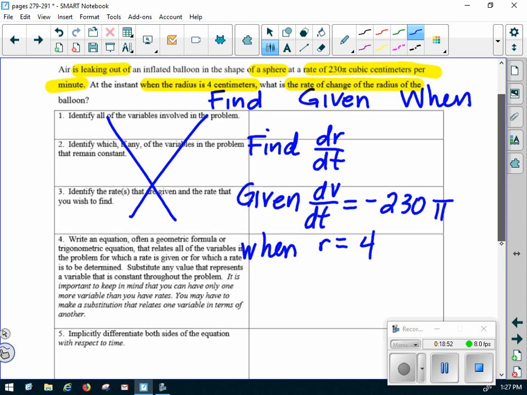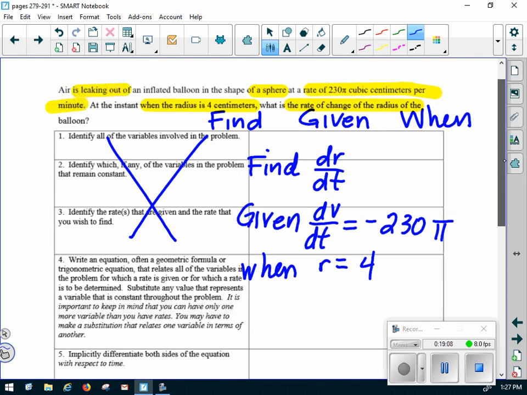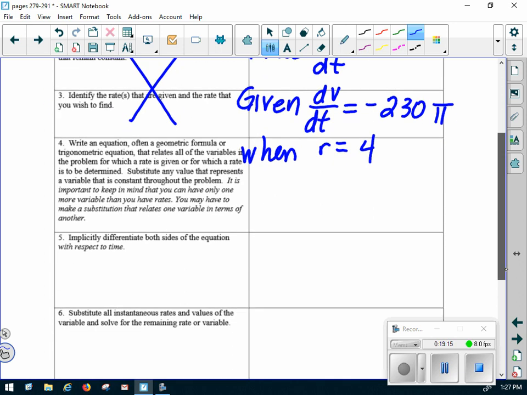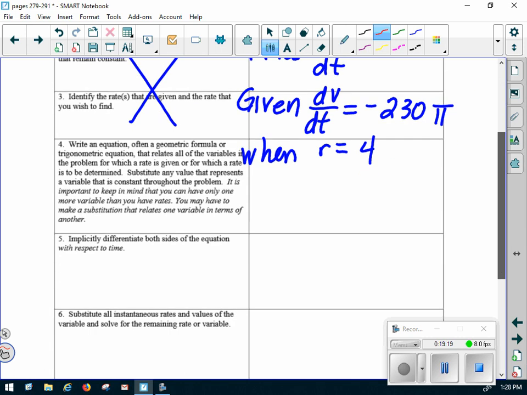Now, you're going to write an equation, which is almost always going to be a geometry formula or a trig equation that relates all the variables in the problem. I got the volume of a sphere. Well, from the front page, what's the volume of a sphere? What's the formula from the front page?